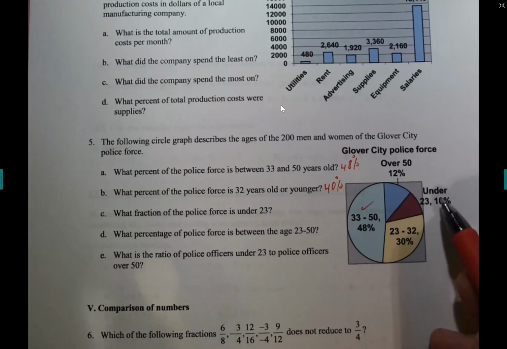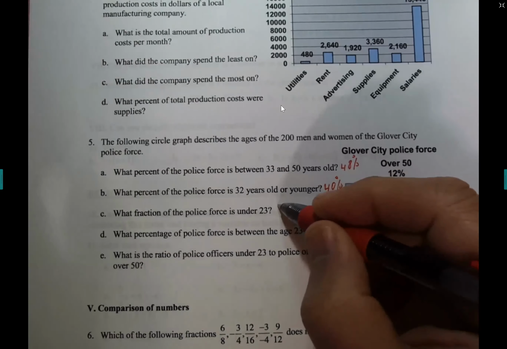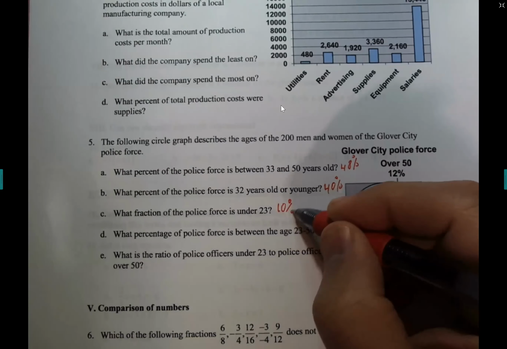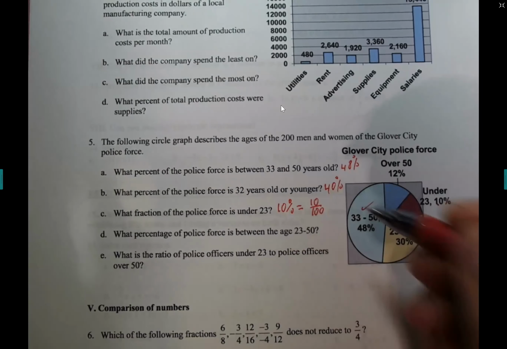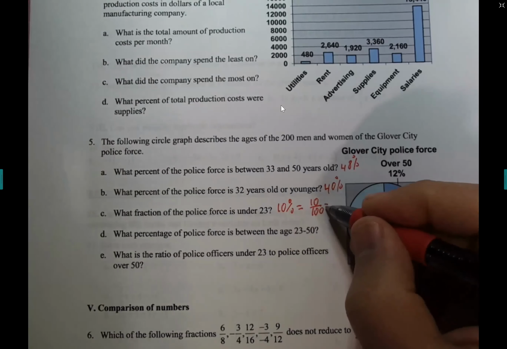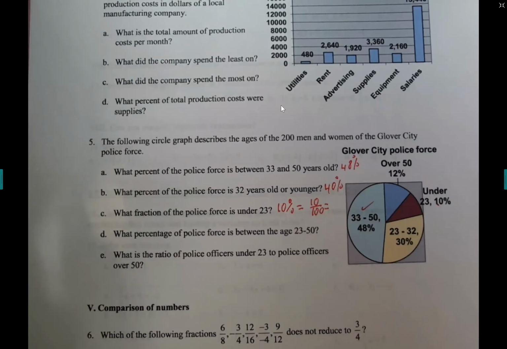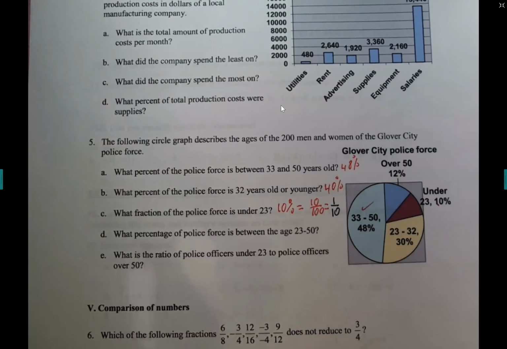What fraction of the police force is under 23? Okay, what does it say under 23? 10%, right? Just write 10% and change it to a fraction. What's 10% as a fraction, guys? It's 10 over what? 100. Reduce it. If you reduce this one, it becomes what? 1 over 10. That's the answer.